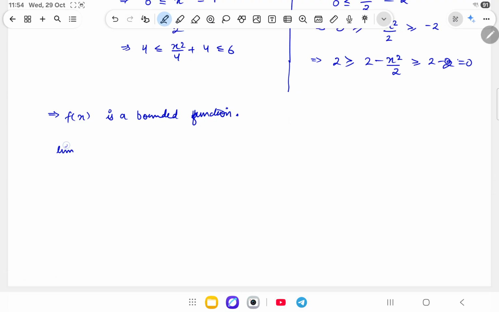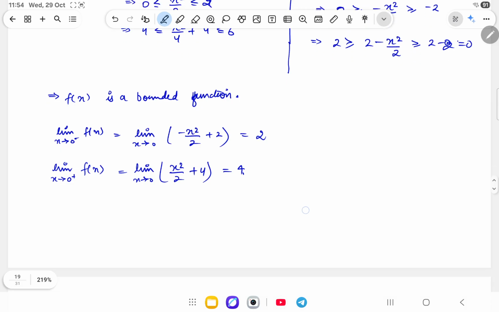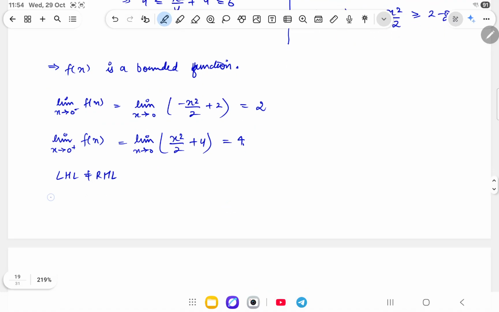So limit x approaches 0 negative of f(x), that is if we approach 0 from the left hand side, it will be equal to limit x approaches 0 of minus x square by 2 plus 2. So this is equal to 2. Likewise, when limit x approaches 0 from the right hand side, it will be equal to limit x approaches 0 of x square by 2 plus 4. So it is equal to 4. Now if you observe that the left hand limit is not equal to right hand limit, so my function f(x) is not continuous at x equals to 0.